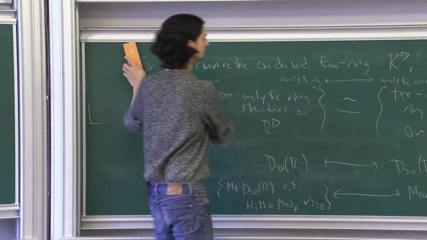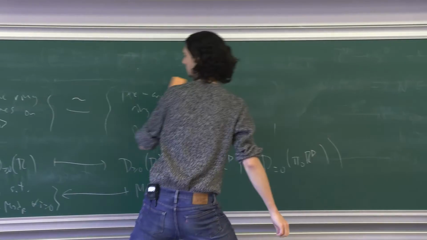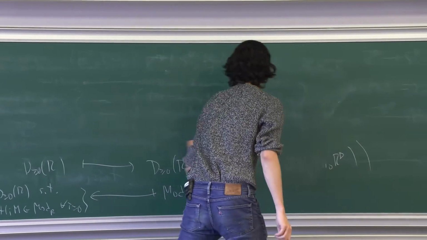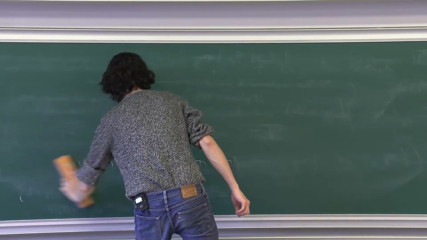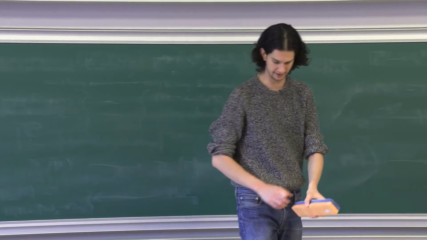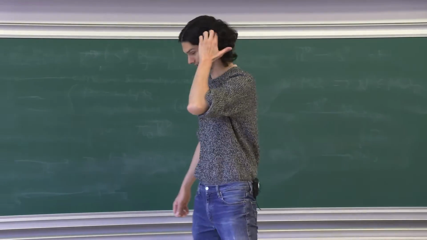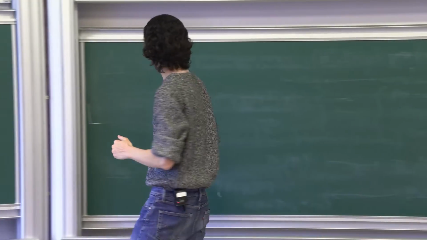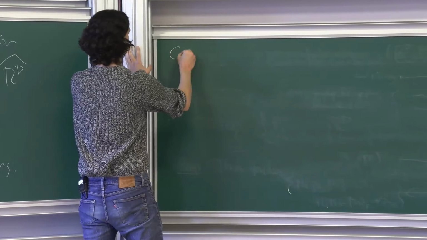Okay, so now we have this notion of completion of analytic rings, and this lets us discuss colimits of analytic rings.